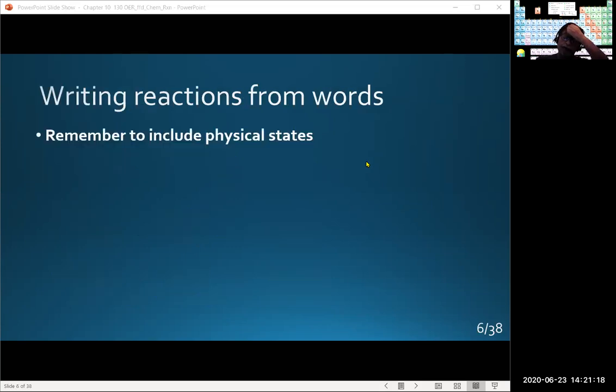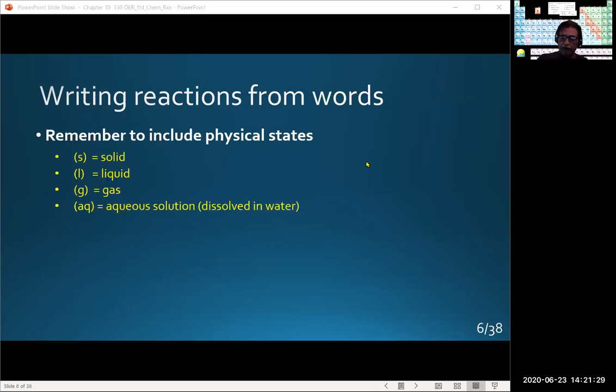Okay, well, now we're going to take words and convert them to reactions. Remember to include the physical states: solid, liquid, gas, and aqueous if we're talking about ionic compounds that are soluble. Now you might say, well, how do I know if it's a solid, liquid, or gas?